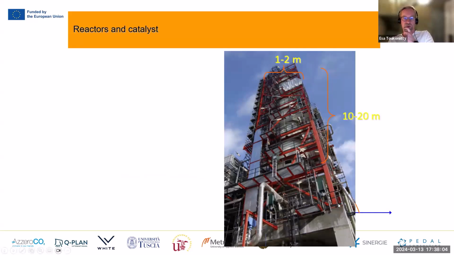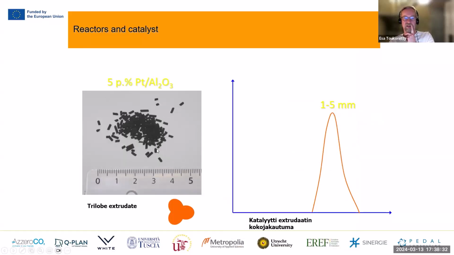So in fuel production and the petrochemical industry, the reactor scale is something like this: 1 to 2 meters in diameter, maybe easily 10 or 20 meters in height. So these are large scale equipment. Then these reactors are often filled with a fixed bed of catalytic materials. This is a trilobe extrudate, so it has a cross section of this trilobe shape. And here you see a regular ruler, so the dimensions are on a millimeter scale. So from 1 to 5 millimeters, let's say, is the size distribution of these catalytic materials.